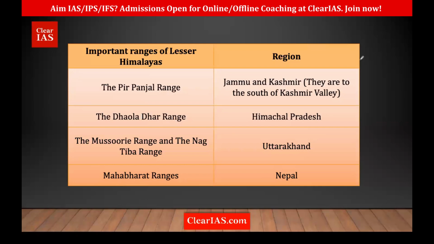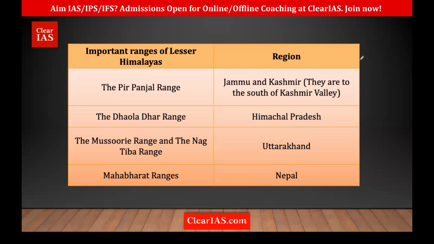South of Kashmir Valley, we have the Pir Panjal range. Then we have the Dhauladhar range, which is the important range in Himachal Pradesh. When we come to Uttarakhand, it is called either the Mussoorie range or the Nag Tibba range. Remember the name Nag Tibba. All UPSC aspirants would know Mussoorie, obviously. Remember, the Mussoorie range is part of the Himachal Himalayas, or the Lesser Himalayas. Then in Nepal, we have the Mahabharat ranges.